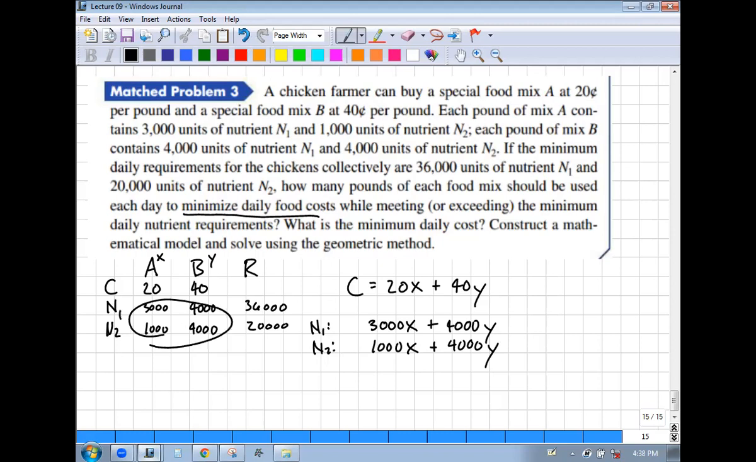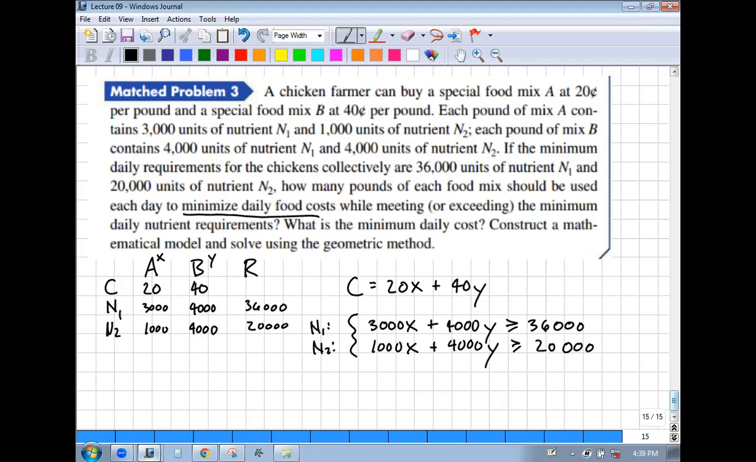And these need to be, what is it, less than or greater than? Each pound, and so on, collect the minimum requirements. Okay, so these need to be at least 36,000 and at least 20,000.